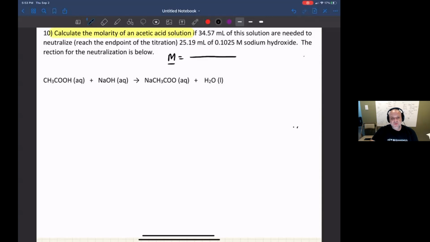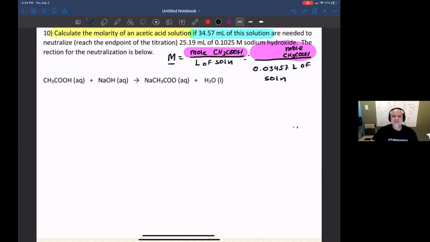So if you want to calculate the molarity of the acetic acid solution, you need to know the number of moles of acetic acid divided by the liters of the solution. The problem has given you in blue there the milliliters of the solution, so you can convert that to liters. Again, I'm not going to show you the liter conversion because this should be something that you can do already. So it's 0.03457 liters. So all we really need to figure out is how many moles of acetic acid were in that solution. The stoichiometry of the chemical equation and the reaction will do that for us.